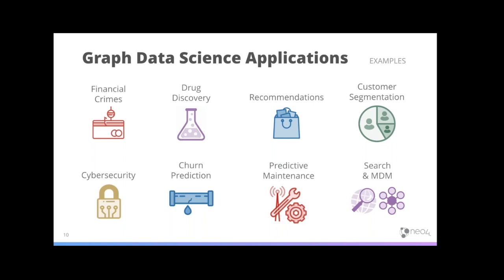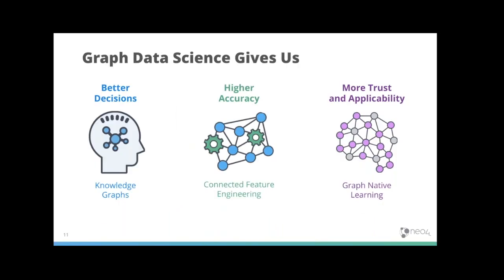So a lot of different uses in various different areas, and we're going to look at how graphs can add to data science. In general, in big terms, we talk about helping people make better decisions with knowledge graphs, increasing the accuracy with feature engineering, and also more applicability and more trustworthiness with graph native learning. Today, we're going to specifically focus on graph feature engineering and increasing the accuracy.